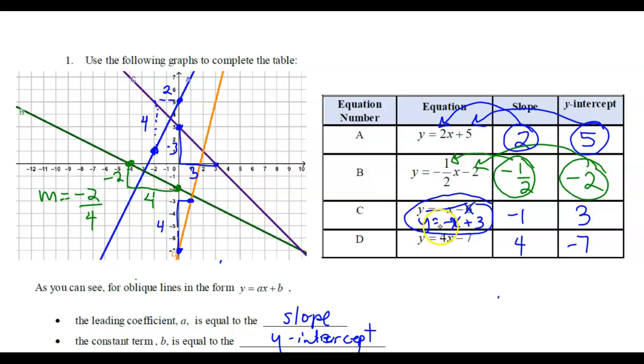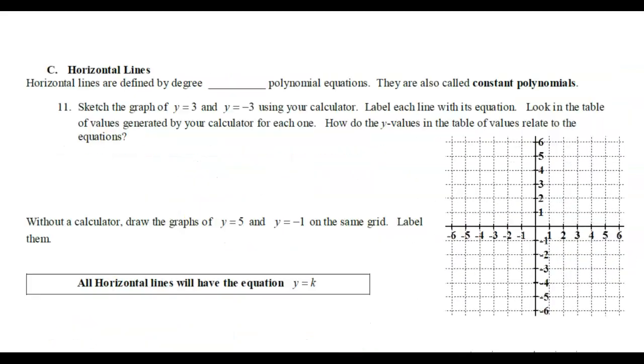So change it to y equals -x plus 3. All right. Okay, last part, horizontal lines. So remember, we already talked about them. The degree is 0, and they are called constant polynomials because it's always the same value. So sketch the graph of y equals 3 and y equals -3 in your calculator.